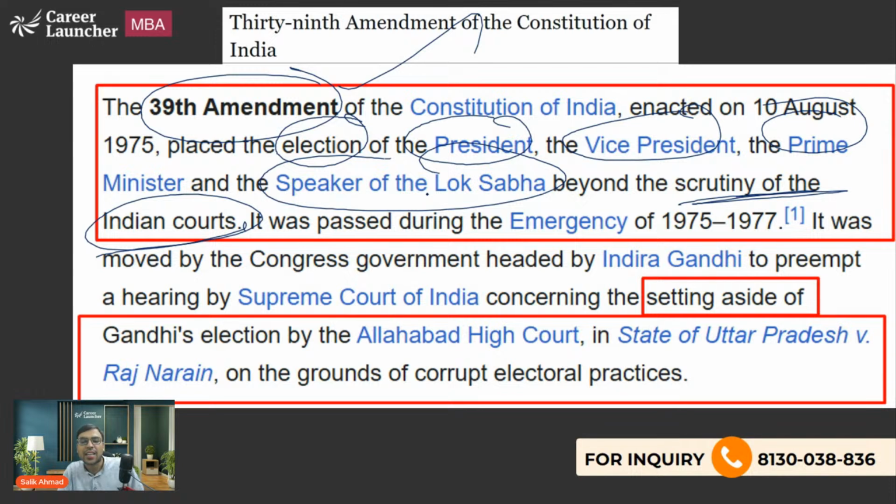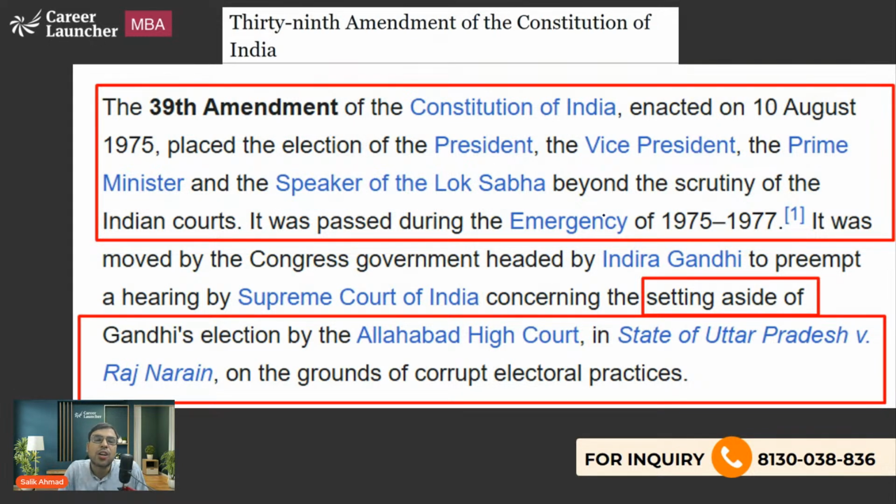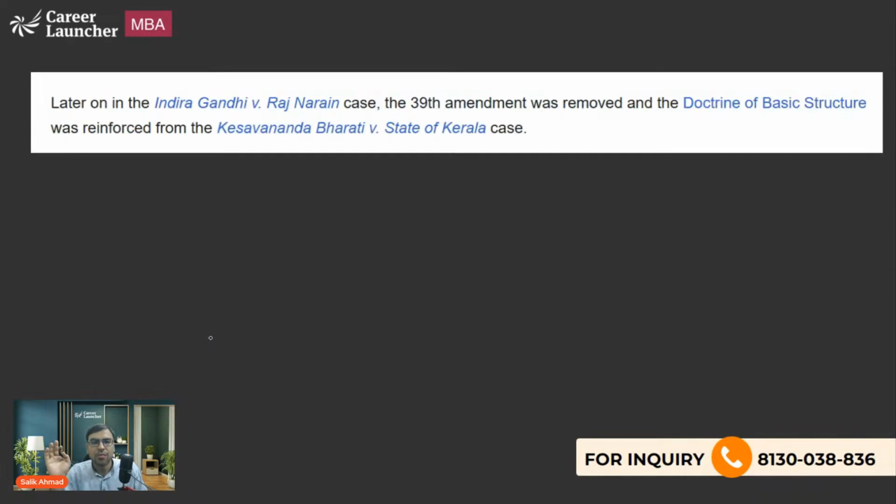Okay. So the Allahabad High Court judgment can be reversed. However, later on, this was quashed by the Supreme Court. Okay. So today, this does not exist. Of course, the election of president, prime minister, speaker of Lok Sabha, and vice president can be challenged. So these are the things you should be knowing.